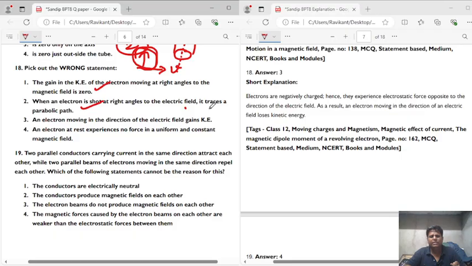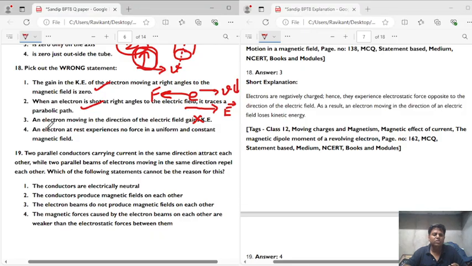No. See, if this is the direction of the electric field and the electron is also moving in the same direction, what will happen? It will experience a repulsive force, and because of the repulsive force, it will experience retardation. Retardation means there is a decrease in the magnitude of the velocity. If the magnitude of the velocity is decreasing, the kinetic energy will be lost instead of gained. So this statement is wrong.